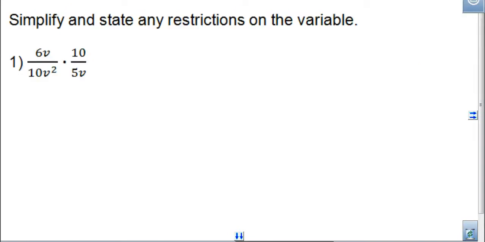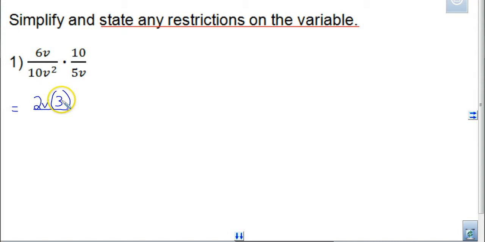Alright, so I'm going to simplify this expression right here. 6v over 10v squared times 10 over 5v. And then we'll also state any restrictions on the variable, just like when we're simplifying. Now, step number 1, it's not totally necessary for this question, but just get into the habit of it. I'm going to simplify each expression first. So 6v over 10v squared. What I can do here is factor something out of the top and bottom. Both of these, top and bottom, can be divided by 2v.